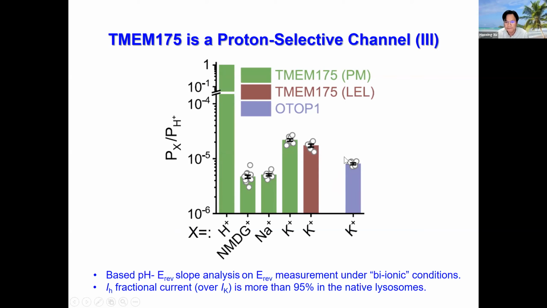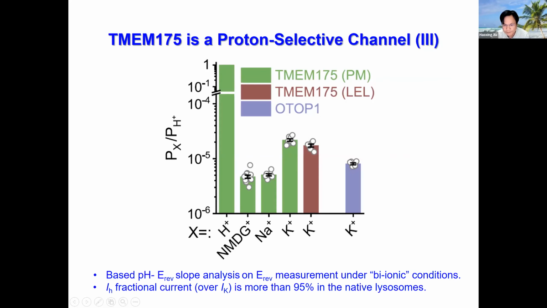So even though the channel is selective, because sodium and potassium concentrations are much higher, they are much more abundant in the cells and in the lysosome. If we calculate the so-called fractional current by taking into consideration these ion concentrations, proton current is still dominant in the native lysosome.